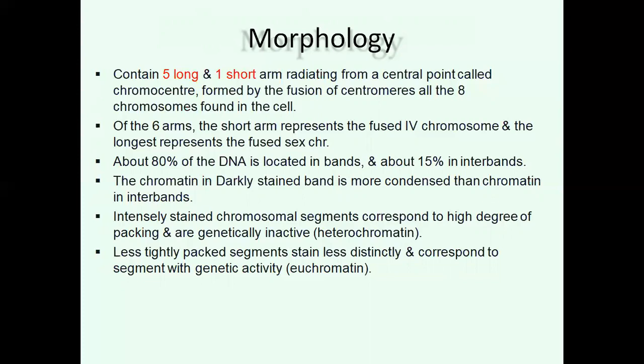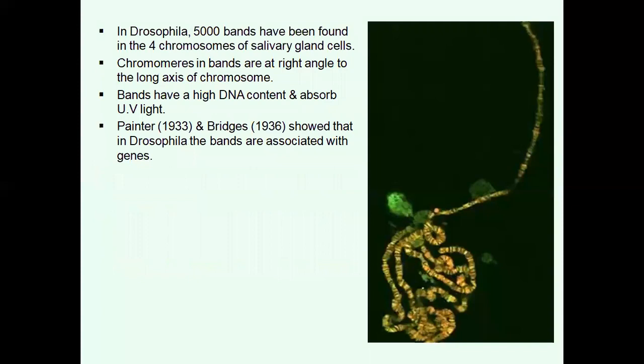Intensively stained chromosomal segments correspond to a high degree of packing or genetic inactivity, that is, heterochromatin. Less tightly packed segments stain less distinctly and correspond to segments with genetic activity, that is, euchromatin. In Drosophila, 5,000 bands have been found in the 4 chromosomes of salivary gland cells. Chromomeres in bands are at right angles to the long axis of the chromosome.